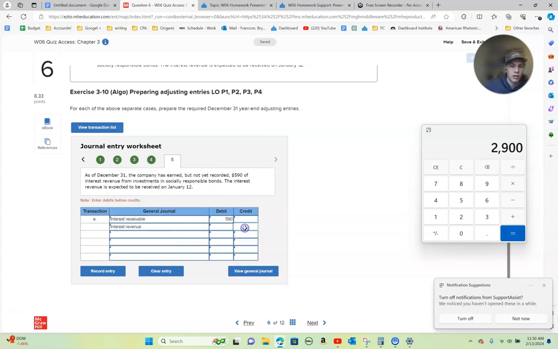There it is. 590. All right. So they had a revenue of $590 for interest. They have not received it yet. So it's put on the interest receivable. They still have yet to receive it. And you can see they counteract each other and it all adds up.